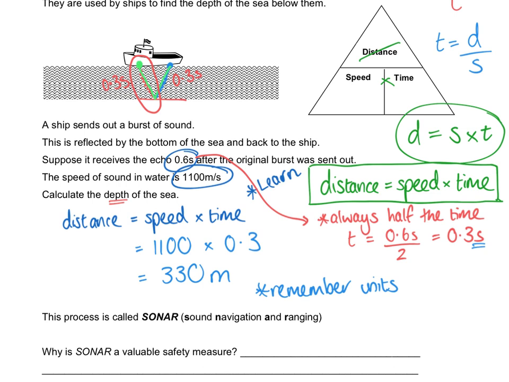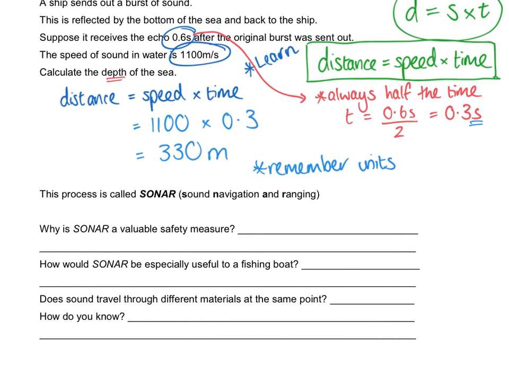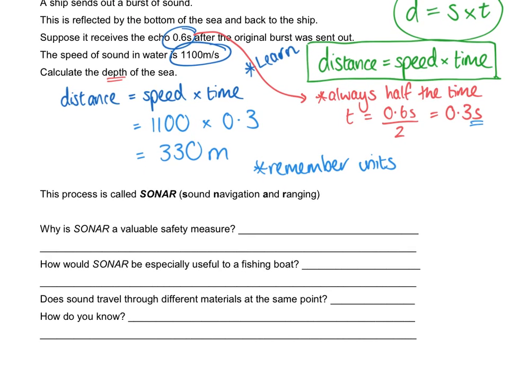Okay, we'll do a little bit more practice of that in a second, but just to finish off page 12 for now, I'm going to scroll down. As I said earlier, this process is called Sonar. And that stands for sound, navigation and ranging. So the SO comes from sound, the N comes from navigation, the A comes from and, and the R comes from ranging.